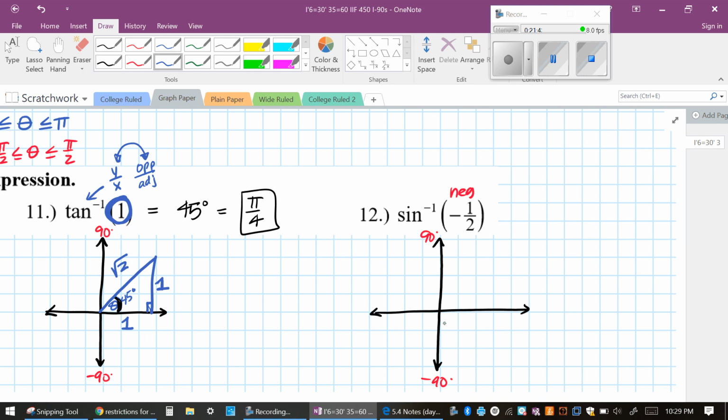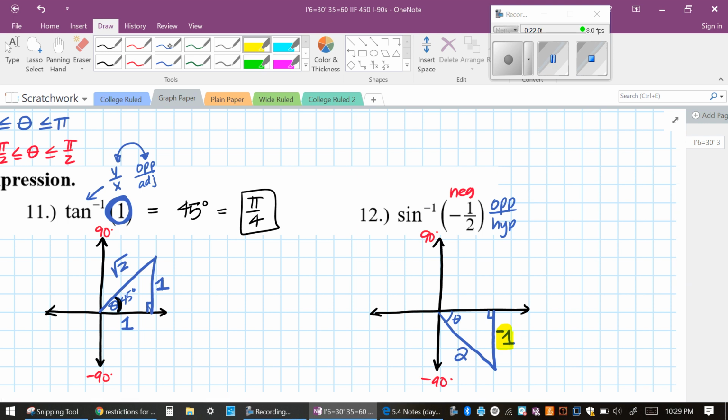So I'm going to draw my reference angle, theta. Sine is opposite over hypotenuse. So from my reference angle, it's opposite over hypotenuse. Remember, hypotenuse is never negative, but when you go down on the y-axis, that will be negative. So this one has to be negative.